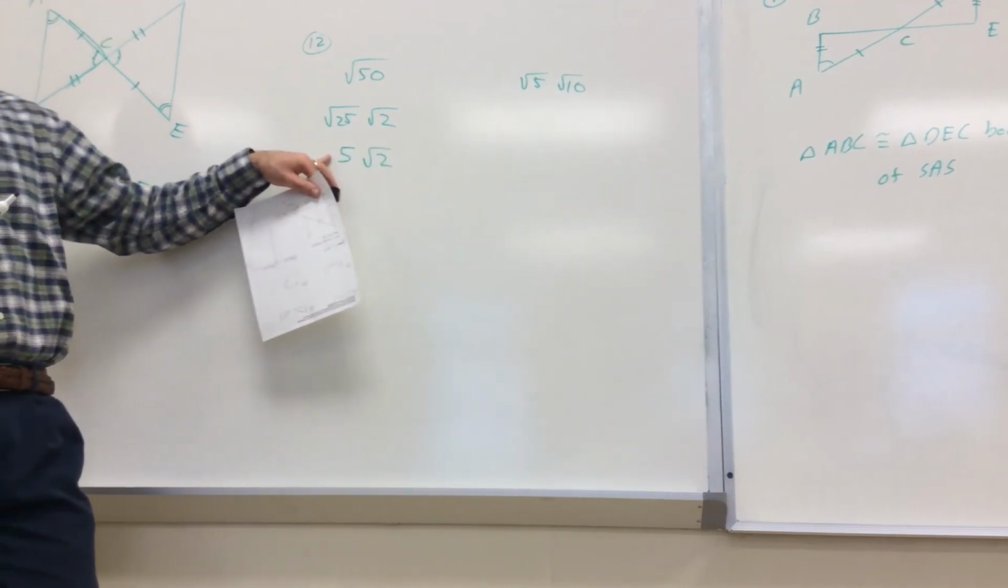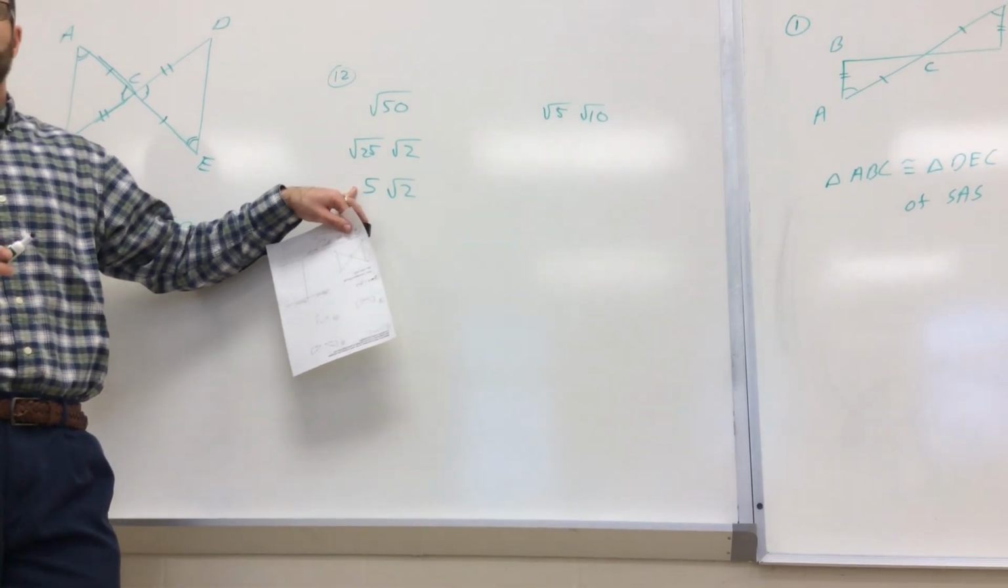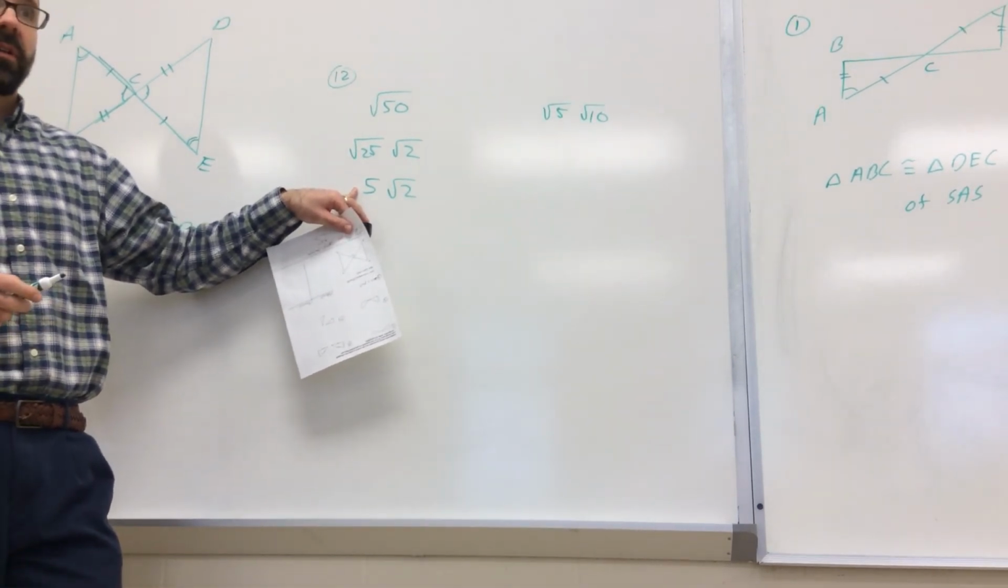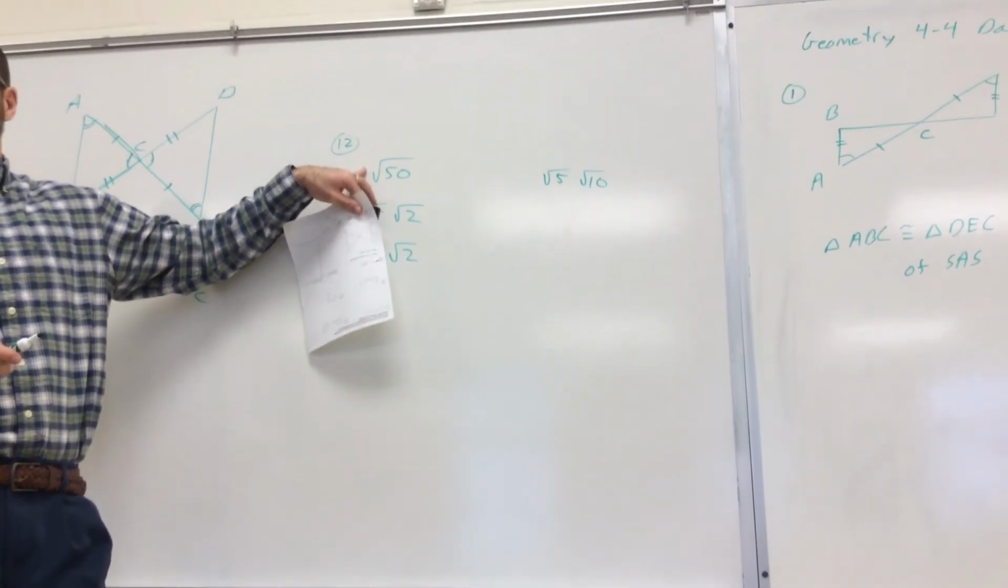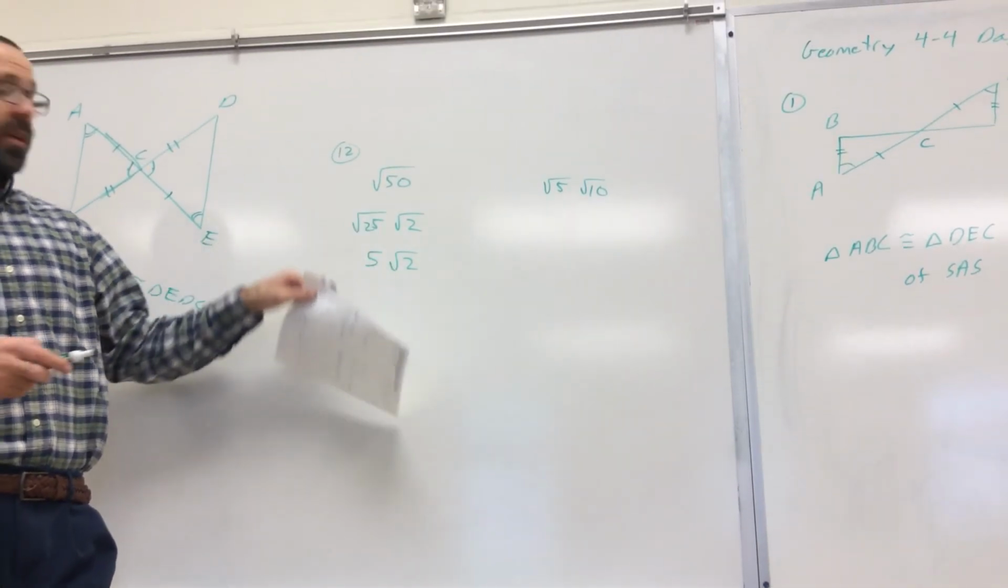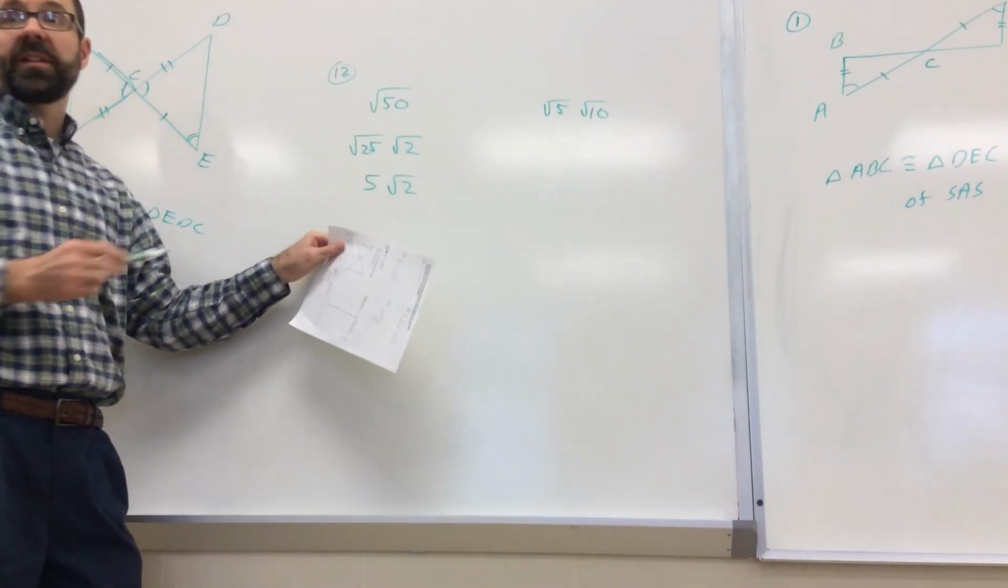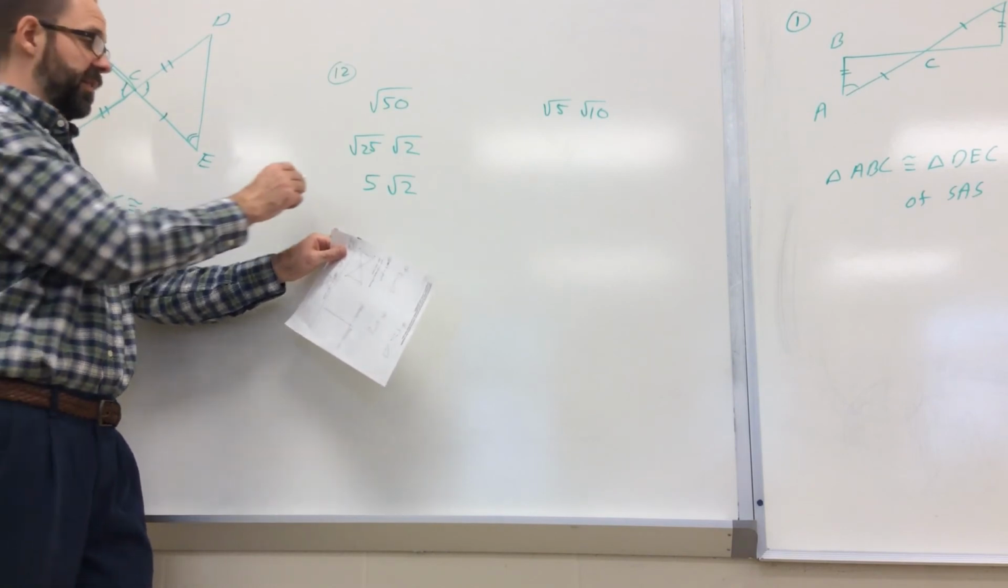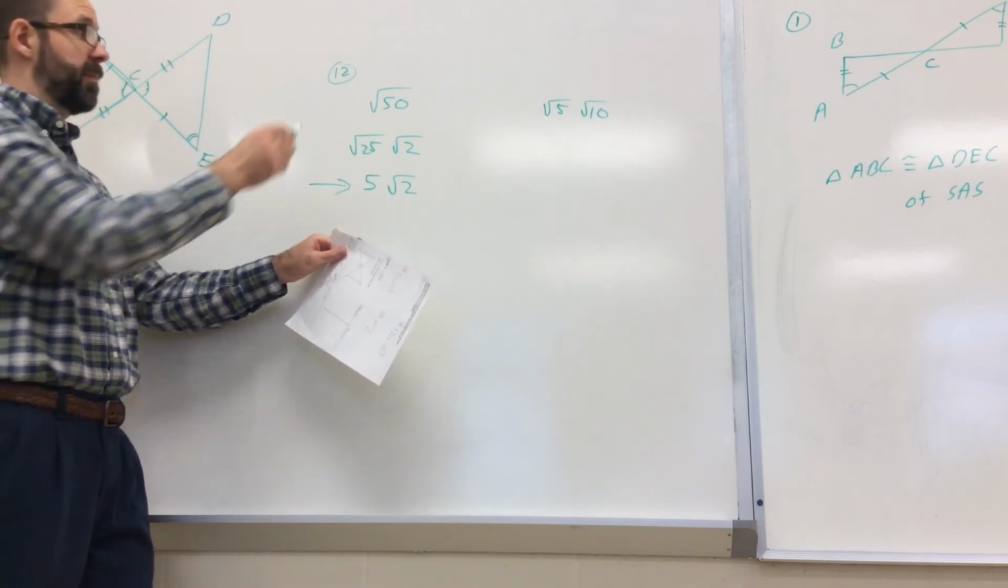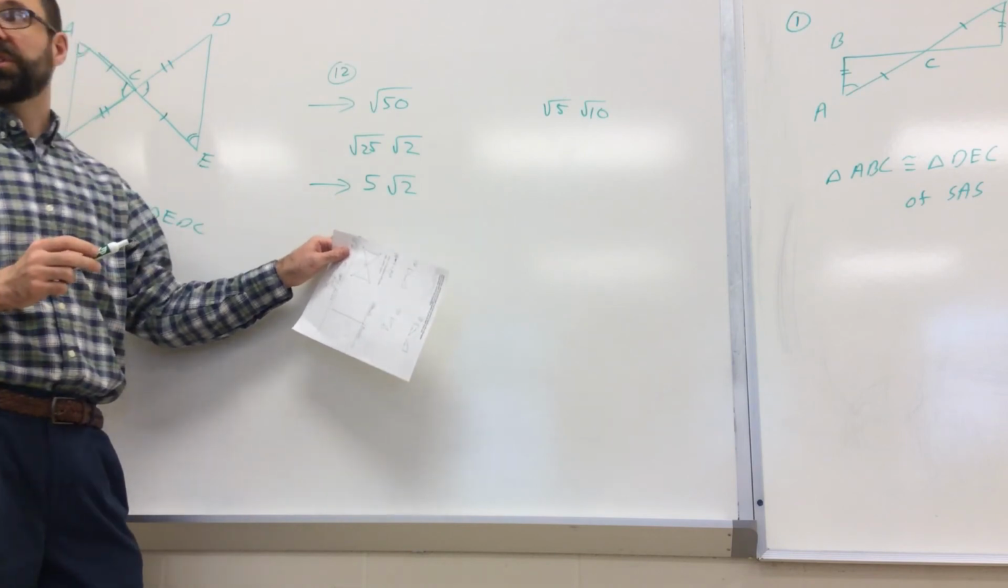So if you typed 5 times square root 2 into your calculator, you'd get a big nasty decimal. And then if you typed square root 50 into your calculator, you'd get a big nasty decimal. But they're the same nasty decimal. We're just saying that this number is the same as that number. Just a different way to write it.